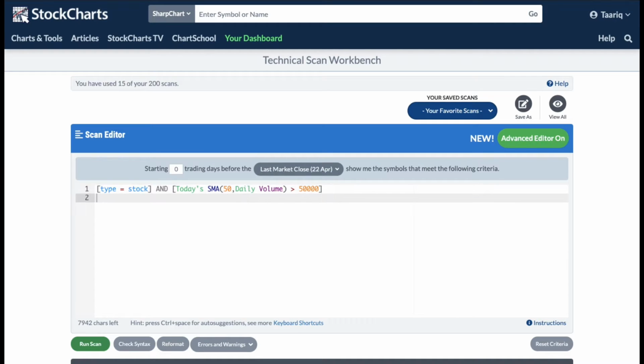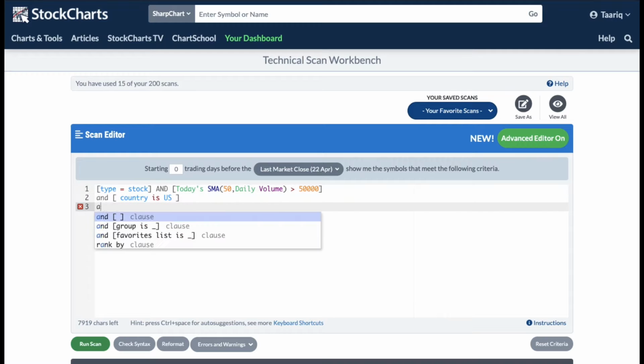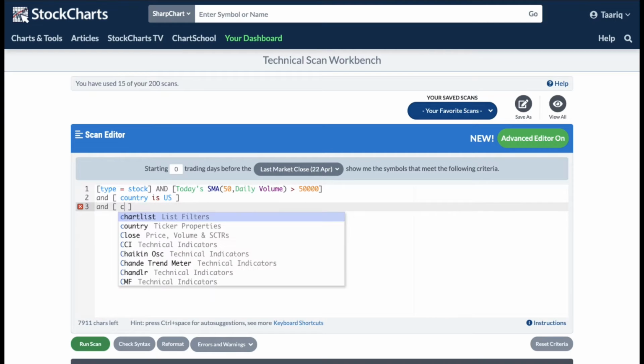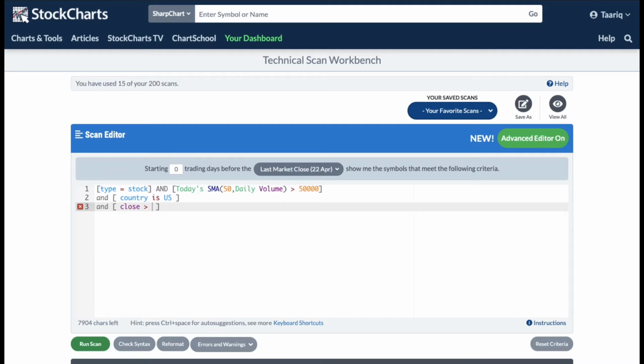Now, I like to filter out some other information, so for the purpose of this, I like to look at US stocks, and I don't really care for stocks that are under $1, so I'm going to put it greater than $1. And just to make things clean, I like to set an upper limit, so we'll set it at 250. So if a stock is over 250, it's not going to pop up.